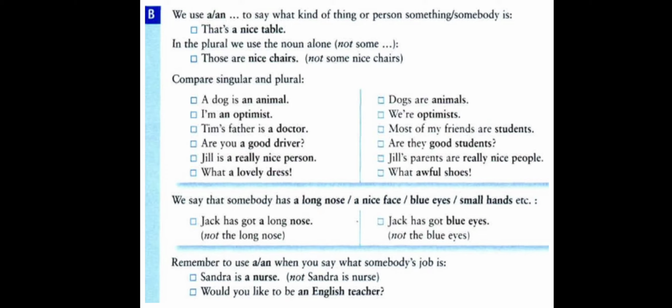Singular and plural nouns come after adjectives. Before the adjective, if the noun is singular, then we use the article a or an. If the noun is plural, we don't use any article before the adjective. Jack has got a long nose. Nose is singular, thus we use the article a. Jack has got blue eyes. Eyes are plural. That's why we don't use any article. We just put the adjective alone.